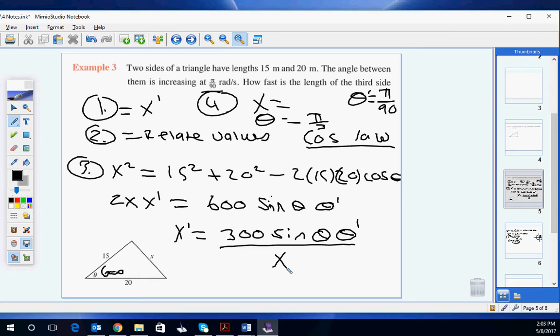So x prime is 300 sine of our theta, which is pi over 3, or you can put 60, doesn't matter. Our theta prime is pi over 90. Remember, this is separate. And then all over 5 root 13.